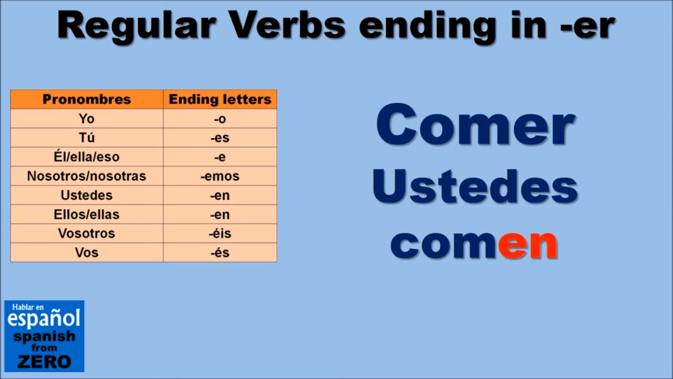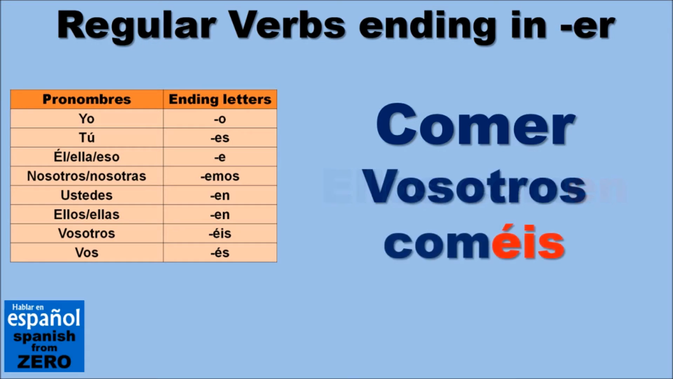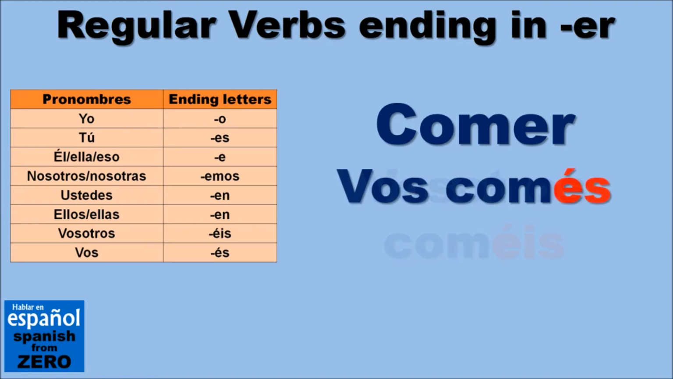Ustedes comen. Ellos or ellas comen. It's the same thing, like ustedes, ellos, it's the same. Vosotros, vosotros coméis. And vos comés. Okay? So that's the way that we conjugate.